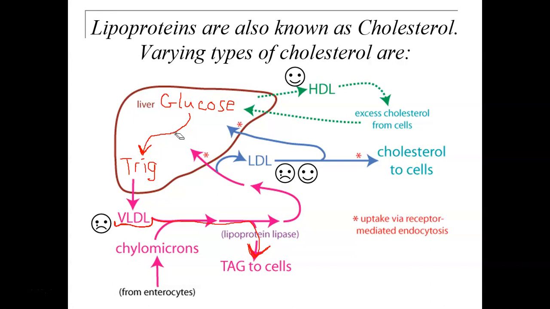So the greater level of glucose, especially if it's ingested at too high of a rate that we can't continue to convert it into glycogen, that's where you have an elevated level of triglycerides. An elevated level of triglycerides leads to elevated levels of VLDLs.